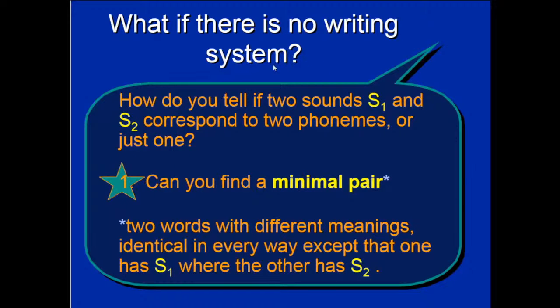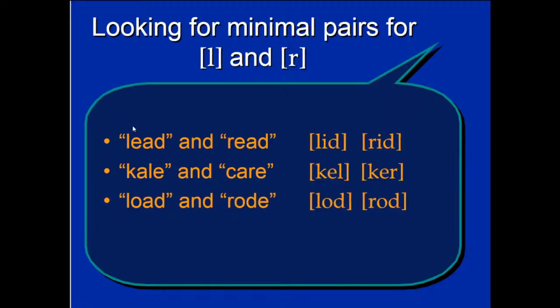What if there is no writing system? How can we tell the difference between S1 and S2? How can we say that S1 and S2, sound 1 and sound 2, correspond to two phonemes or just one? The solution comes from the notion of the minimal pair. What is a minimal pair? Two words with different meanings, identical in every way except that one has S1, sound 1, where the other has sound 2. For example, we have lead, read.